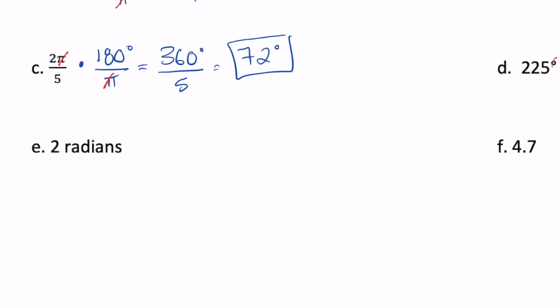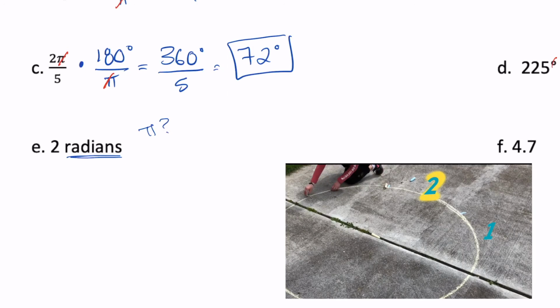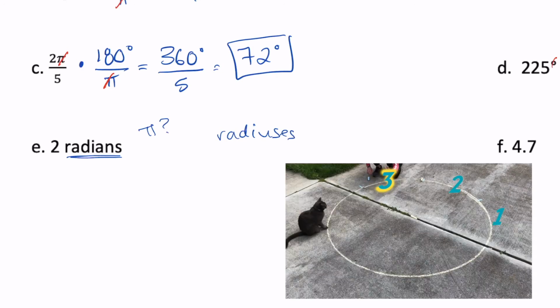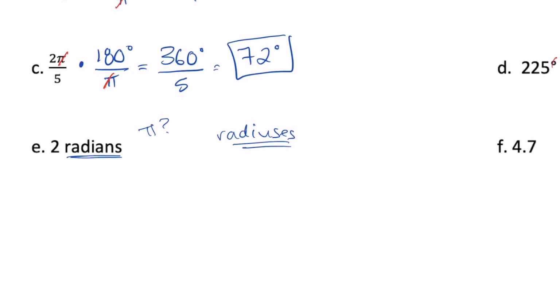Okay, now for E and F. They're a little bit different. Okay, so E says 2 radians, so we're going to need to convert to degrees, but how weird is this to see radians without pi? So just a reminder, remember radians came from radiuses around a circle, so they don't have to include pi. Like in our first video, we saw that 1, 2, 3, and a little bit more radiuses fit around the circle. And then we started calling those radiuses radians, so it's okay to just have 1 or 2 or 5 radians.